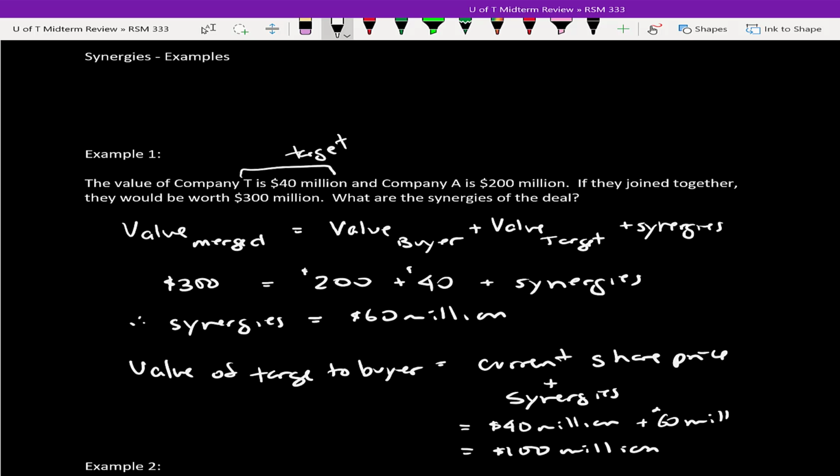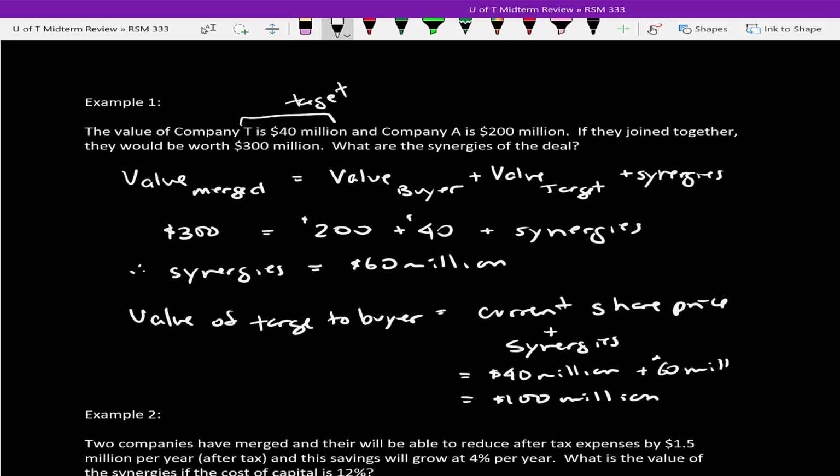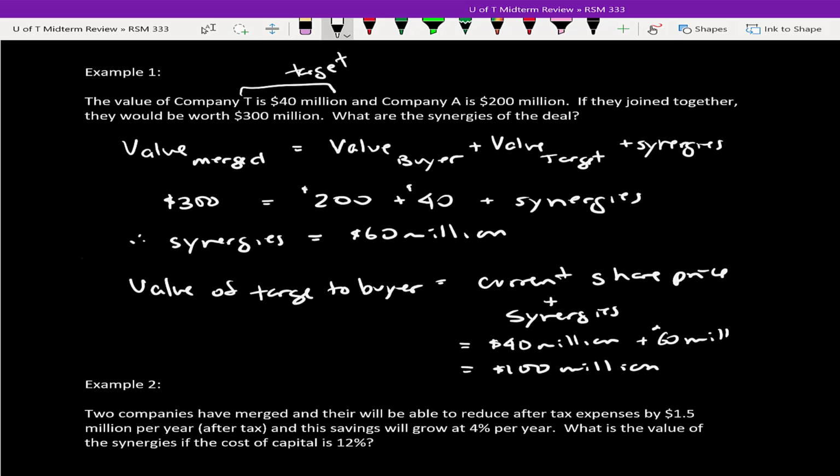So another way of saying this is company A could pay up to $100 million for company T, and it would still be a profitable merger. At 100 million, they break even. But if they paid more than that, then it wouldn't be profitable anymore because they're not getting the synergies.